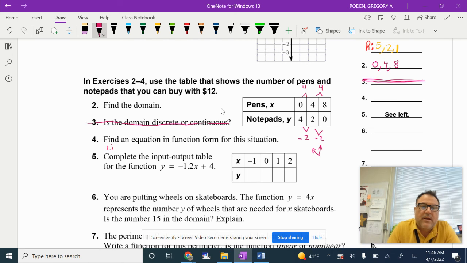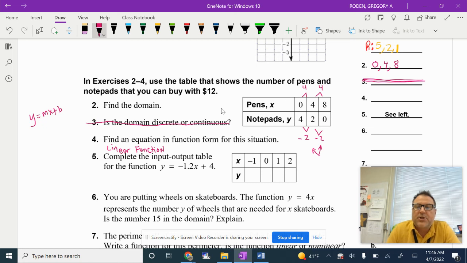And we've talked a lot about linear functions, okay? This is going to be a linear function. Now, with a linear function, we know about linear functions. Those are always in the form y equals mx plus b.